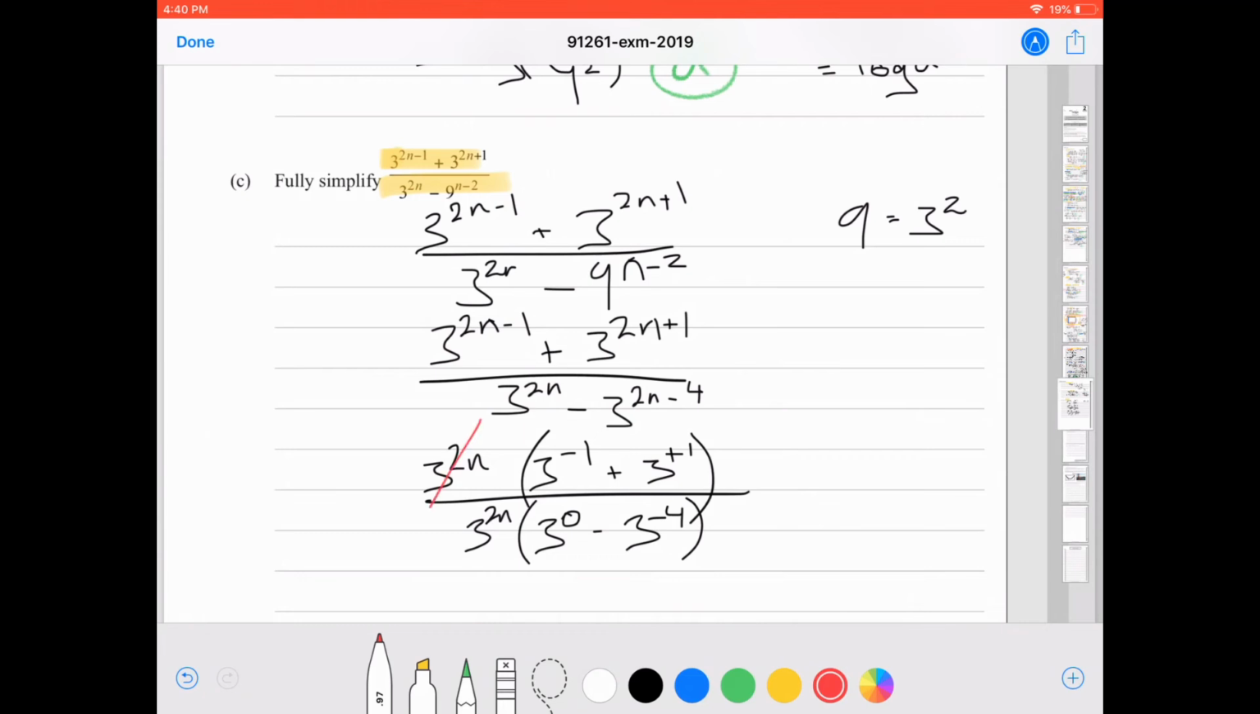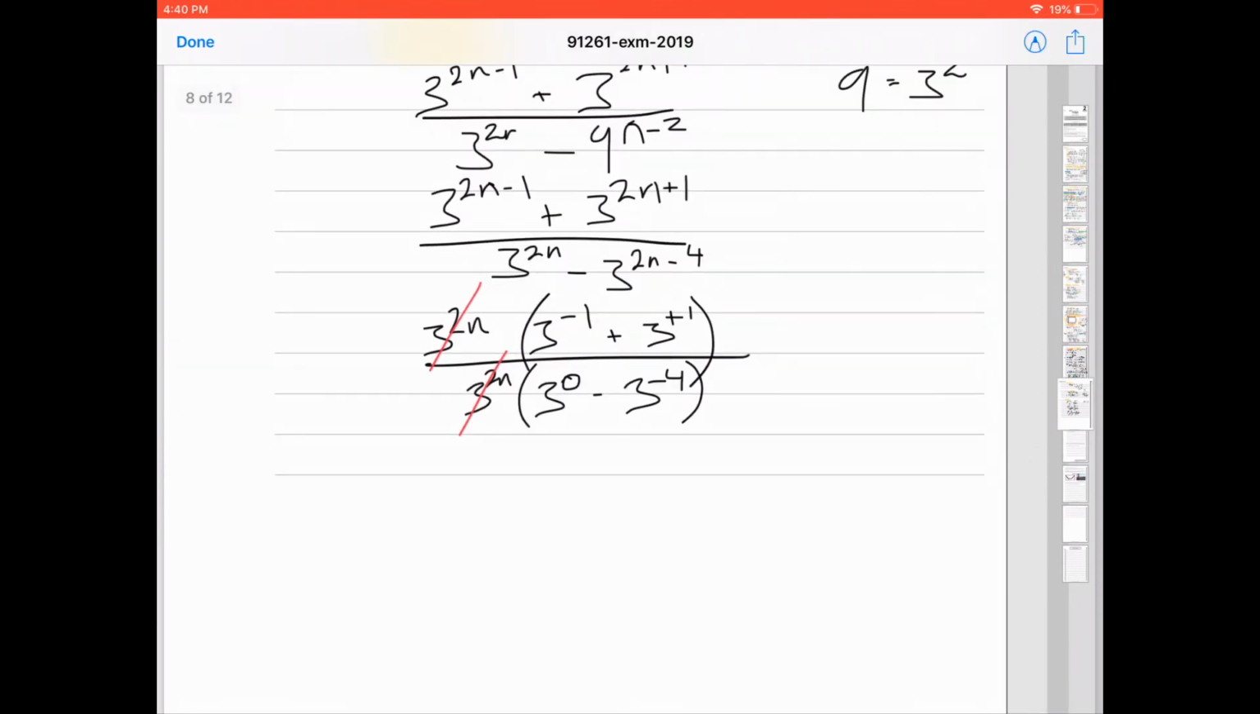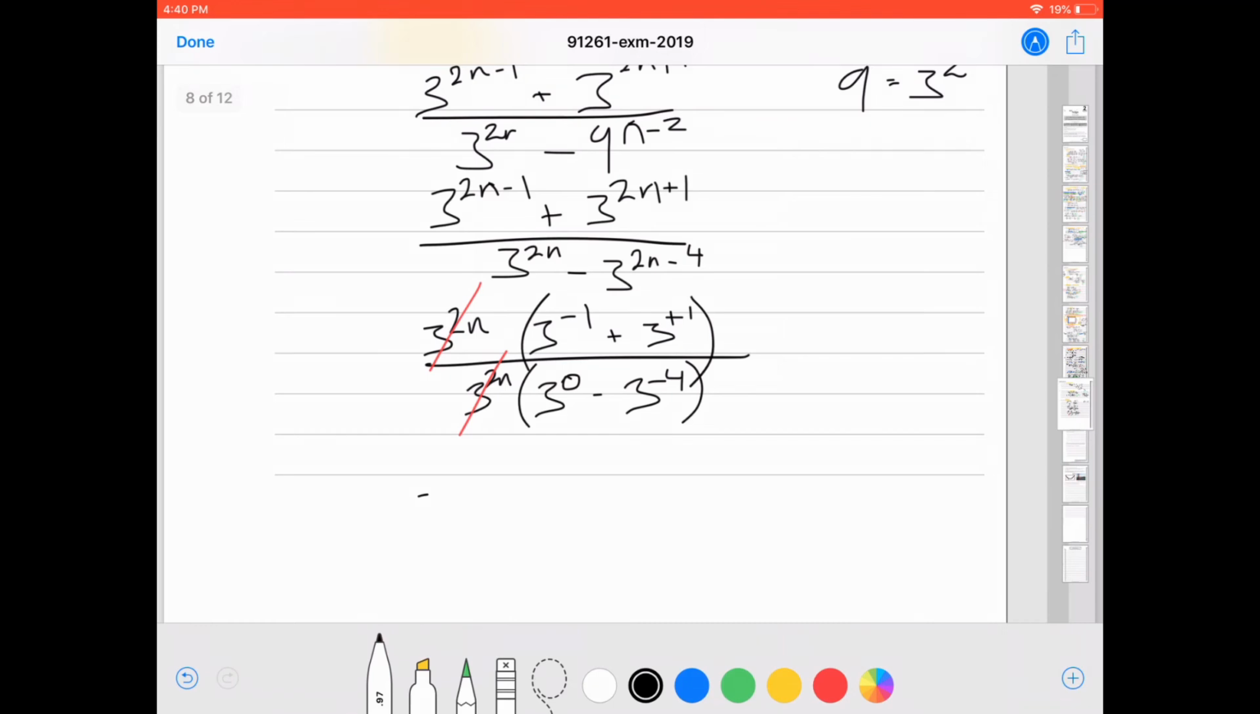So, 3 to the power of 2n cancels, meaning we're left with, basically we've got, and we can actually simplify here, so 3 to the power of negative 1. Now, how are we going to do that? Let's just write it out and we'll see what happens. 3 to the power of negative 1 plus 3 to the power of 1. 3 to the power of 0 is 1, minus 3 to the power of negative 4.